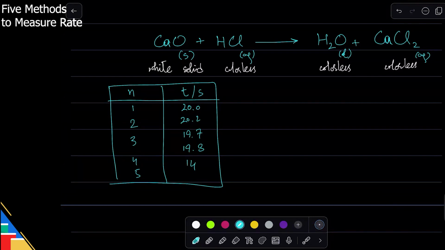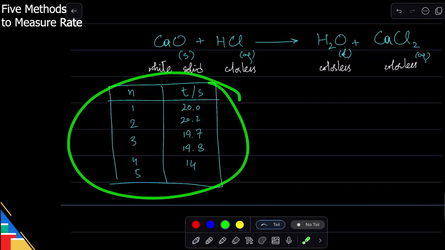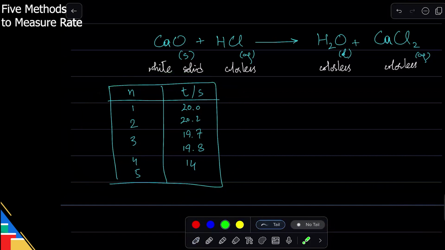So if somebody does that, will you accept all these values? Or will there be a value that will be like, oh, this doesn't belong here? Can you pick an odd one out? Is there a value here that doesn't seem like it belongs? Fifth one. So first one is 20. The other one is similar to that. The other one is also close to that. The other one is also close to that. And this one is really off. 14 is very off from the general trend.